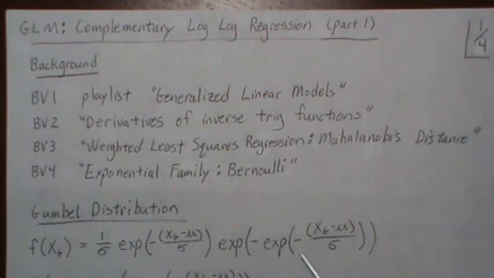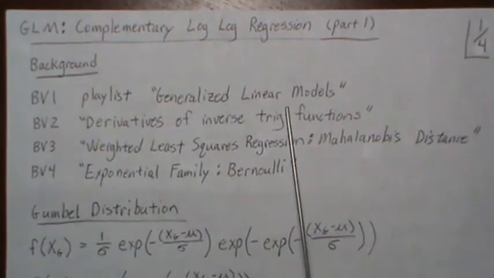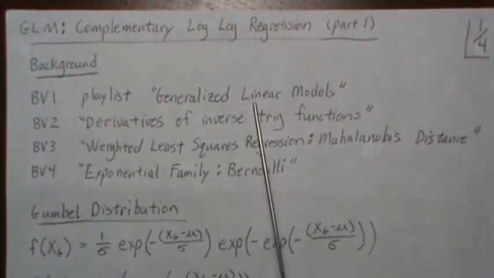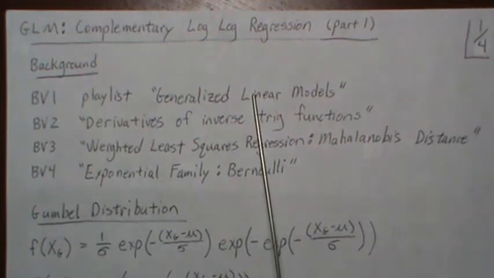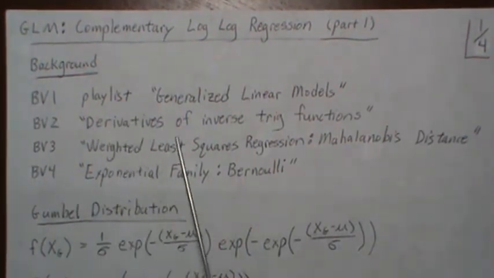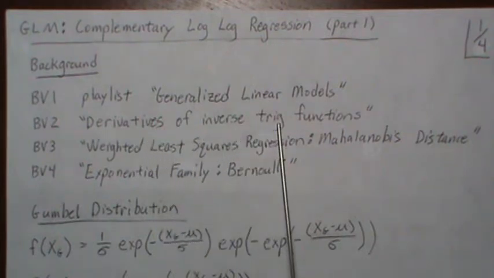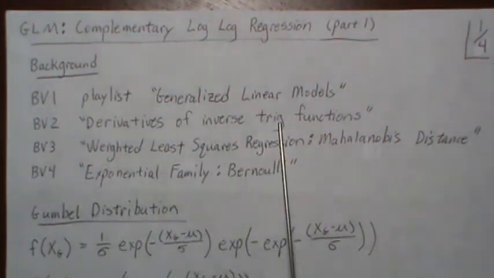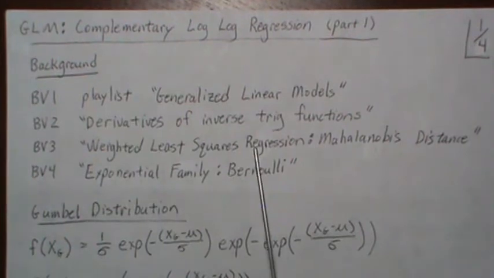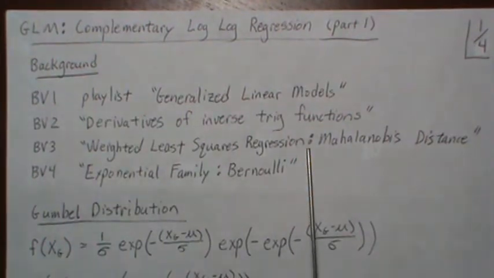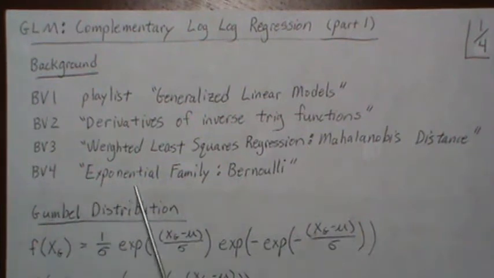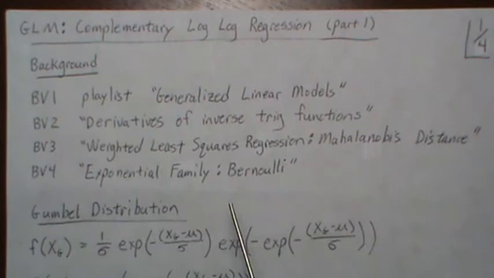So, background videos, of course, look at the playlist, Generalized Linear Models. We're going to follow many of these videos. BV2, the derivative of the inverse trig functions. Here we outline how to take derivatives of inverse functions. Of course, weighted least squares regressions, because we're doing iteratively reweighted least squares. And BV4 is the exponential family, specifically the Bernoulli distribution.